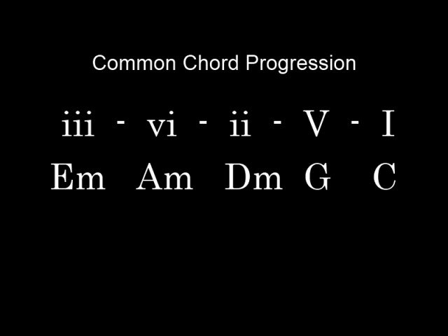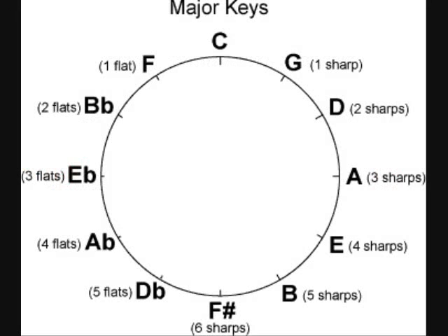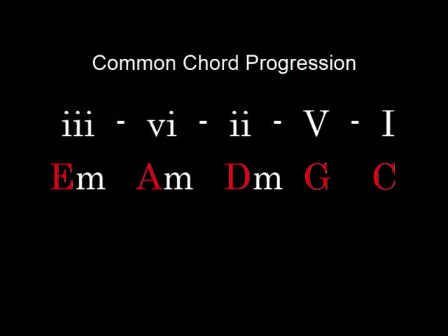Now notice those letters, E, A, D, G, C. If we look again at the circle of fifths, you can see that working counterclockwise from E, it takes us along those letters back to C. E, A, D, G, C. So this chord progression actually follows the circle of fifths.